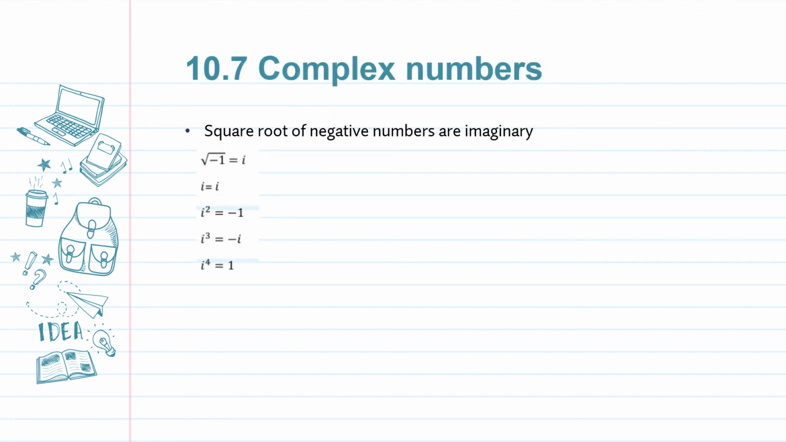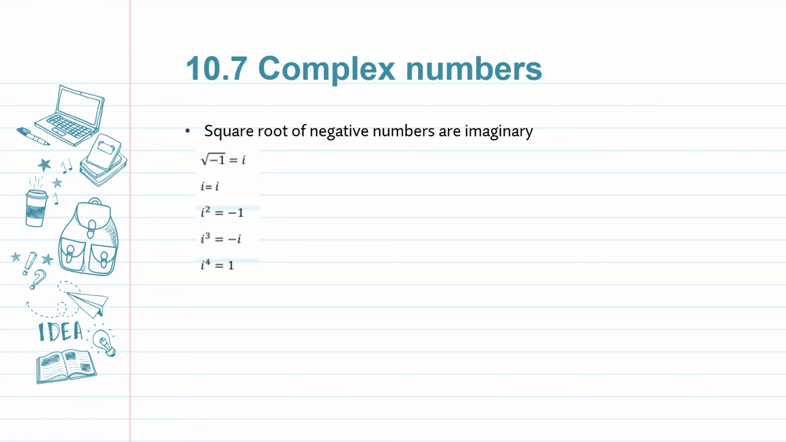And the last topic, 10.7, complex numbers, which is actually a personal favorite of mine. Square roots of negative numbers are imaginary, because if I had the square root of a negative number, what number times itself gives you that number? There's nothing. For example, if I'm trying to find the square root of negative 1, there's no number times itself that can give me negative 1, because 1 times 1 is 1, not negative 1, and negative 1 times negative 1 is also 1. So that doesn't work. So the square root of negative 1 is i.